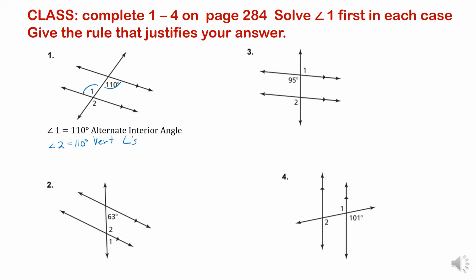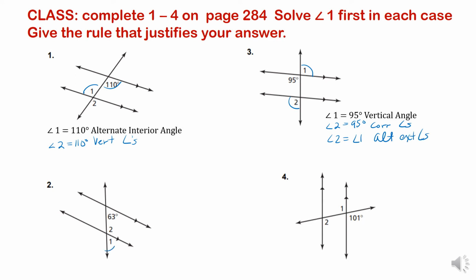Okay, over here, I want to find the measure of angle 1 first, so that's a vertical angle. Okay, so then to find angle 2, now I could do it two ways. I could say angle 2 equals 95 by corresponding angles, or I could say angle 2 equals angle 1 by alternate exterior angles. So remember, you've got lots of options.